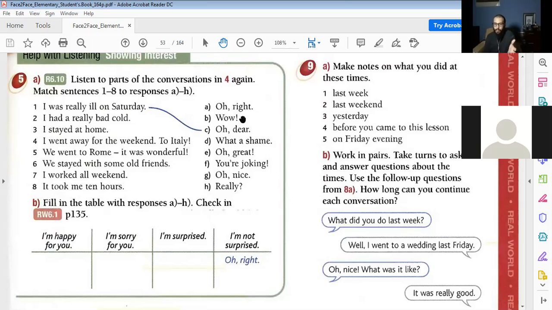So this means you're surprised about something. And if you're not surprised, if it's normal news, oh right.